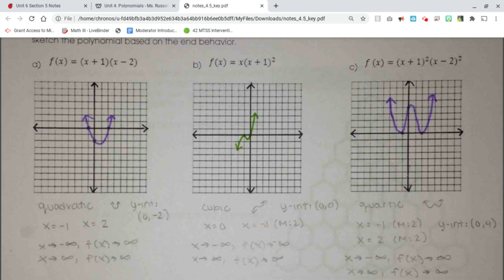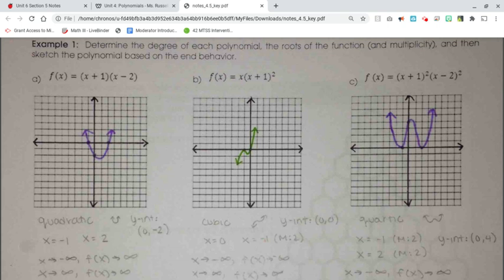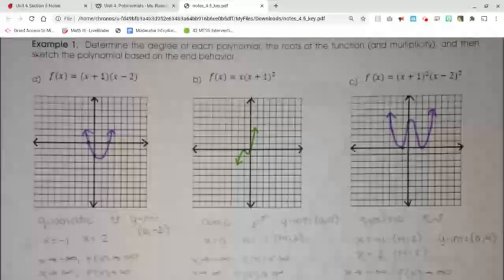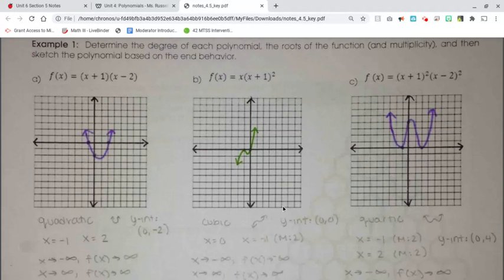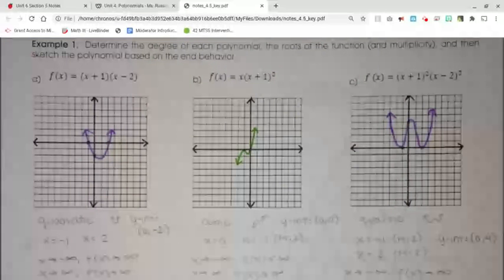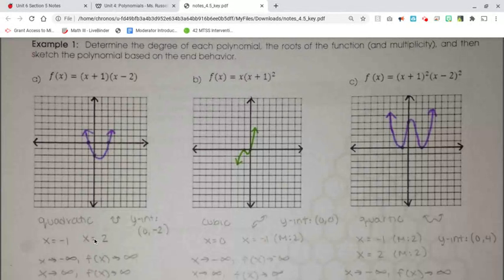So the first thing you want to do in these is to determine the degree of the polynomial. So A has a degree of 2, making it a quadratic. B has a degree of 3, making it a cubic. And C has a degree of 4, making it a quartic polynomial. And you can see the graph on Desmos if you want to draw those. Then you want to see where it crosses the x-axis. So if you look at A, you can see it crosses at -1 and +2. So those are our two zeros. You can also see it crosses the y-axis, so its y-intercept is -2. And you see that marked there.